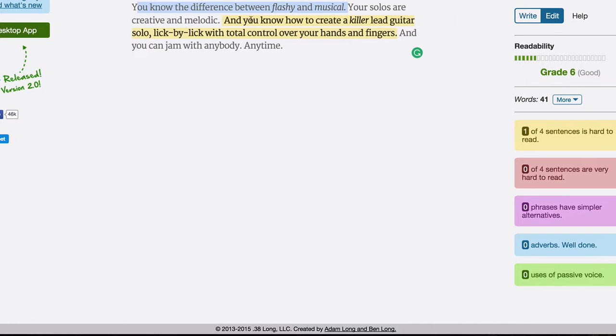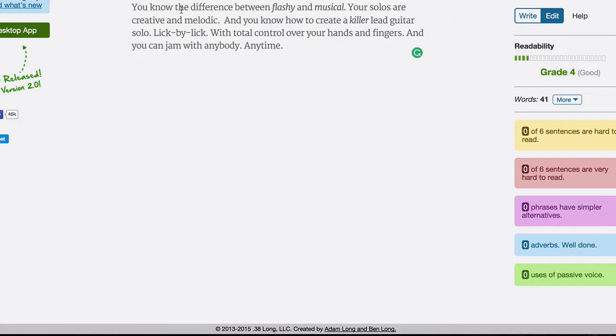Your solos are creative and melodic. And you know how to create a killer lead guitar solo. How about period? Okay, lick by lick, period. Yes, I realize that is not a sentence. I'm just going to put "with total control over your hands and fingers." You can jam with anybody, anytime. Okay, grade 5. How did that go from grade 5 to grade 4? And, okay, so basically you see this is now a grade 4.